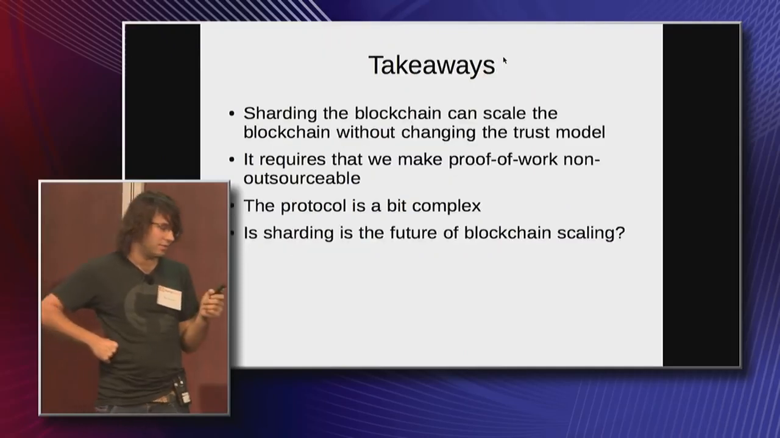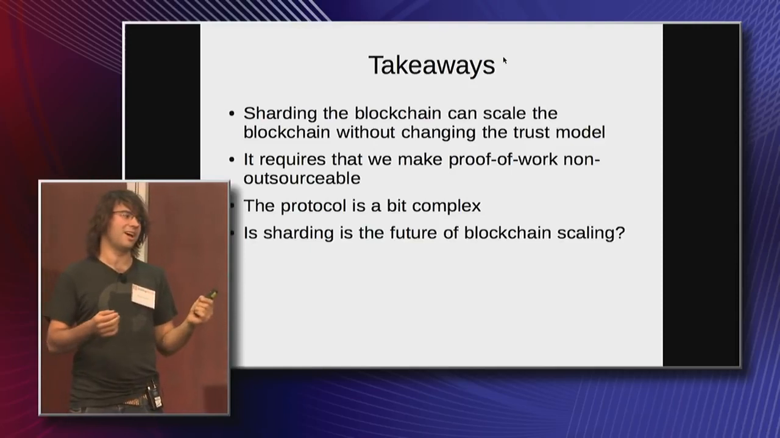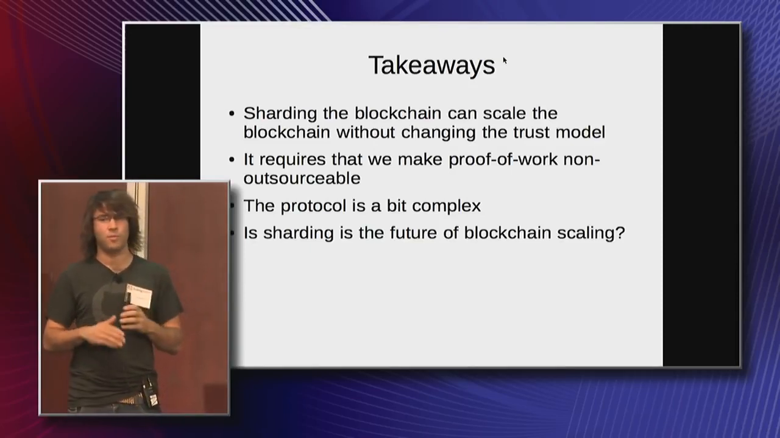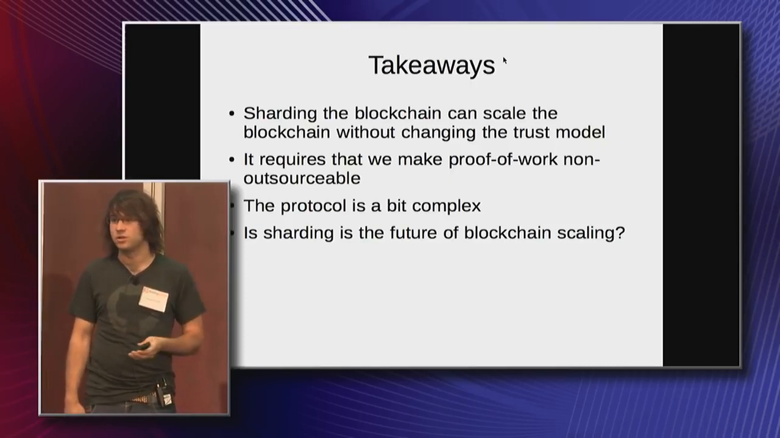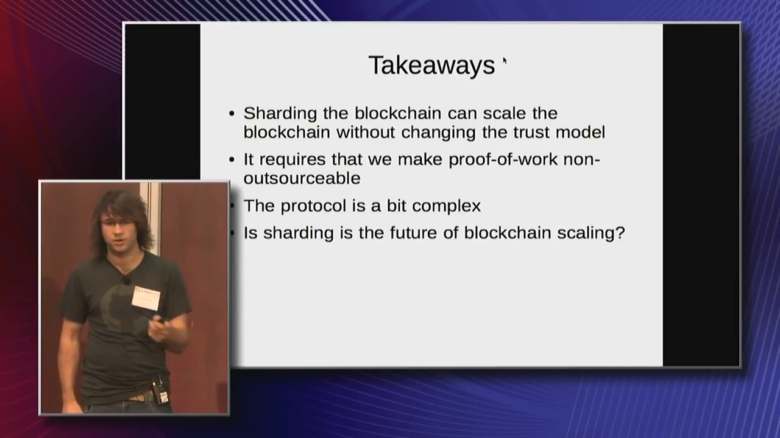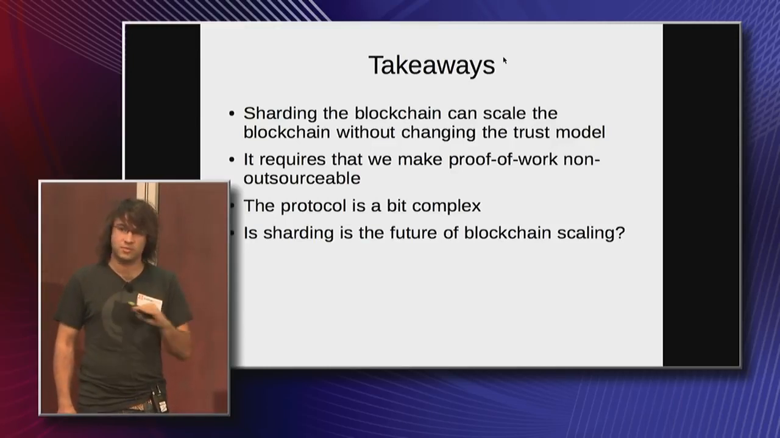So basically, this has gone a lot quicker than I thought. But some of the takeaways are that we can do more transactions per second without changing the trust model. We still will count the total work from the Genesis block, only instead of just looking at the header on the top level chain, we'll add up the work from the headers on the shards as well. So it's the same trust model.